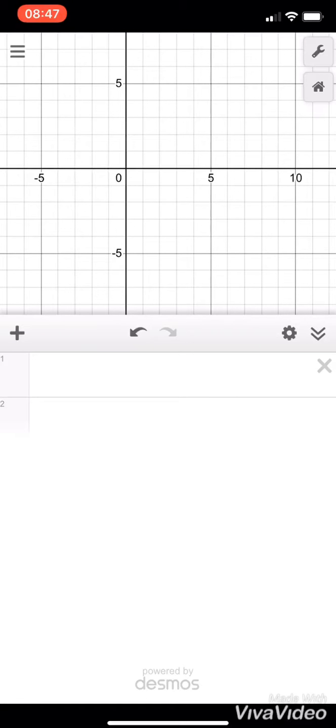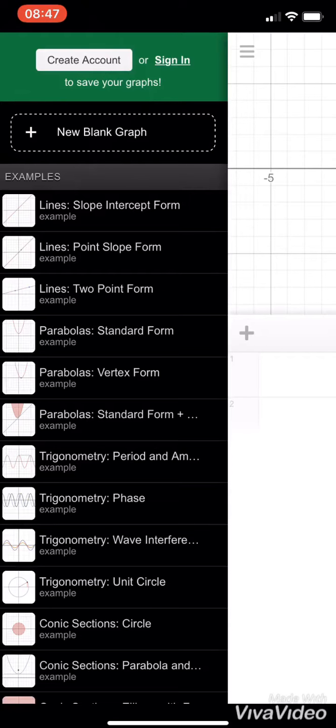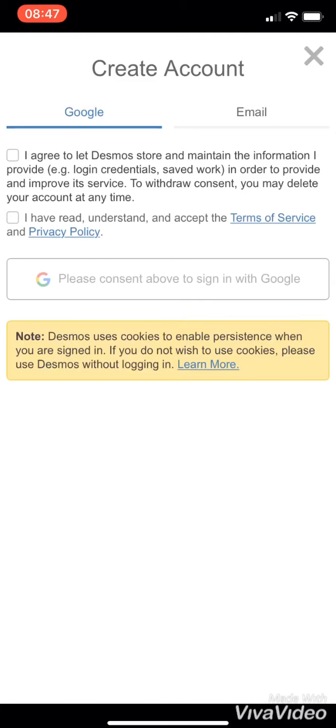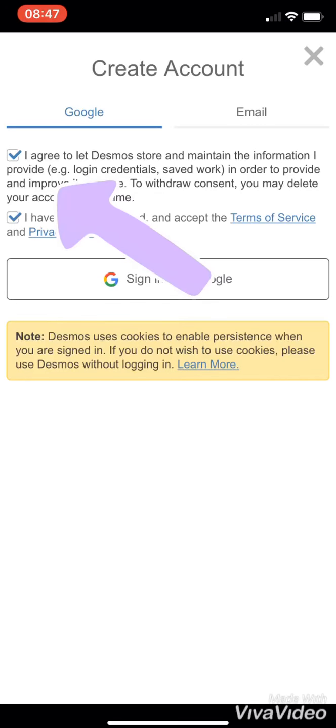So the first step is to hit the 3 lines at the top corner. If you see at the top, ignore all my previous stuff, you'll see create an account. Push that. You will have 2 options that you must press. You must press I agree to let Desmos and I have read. And then sign in with Google.